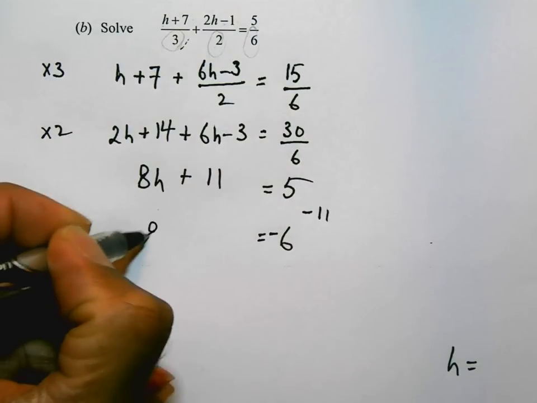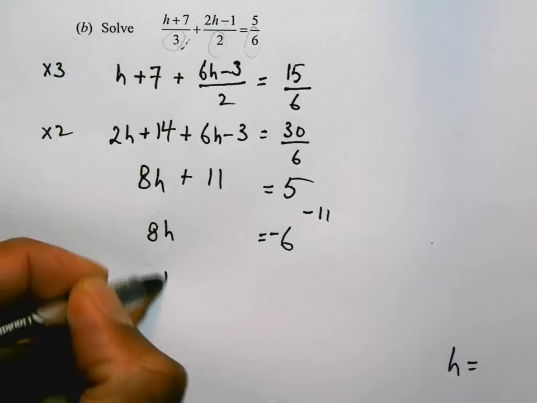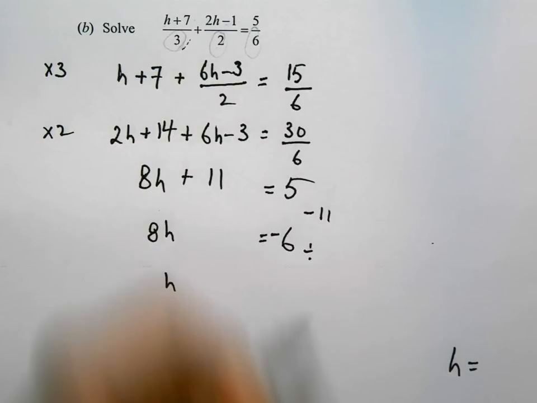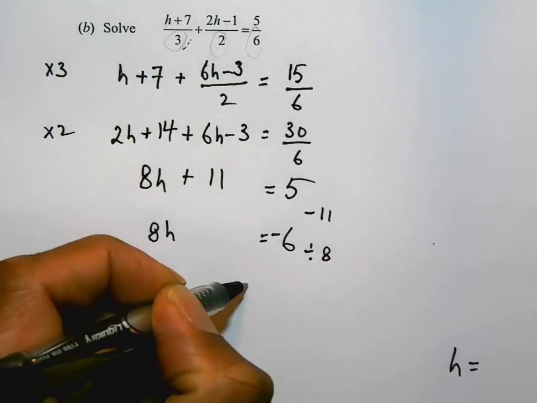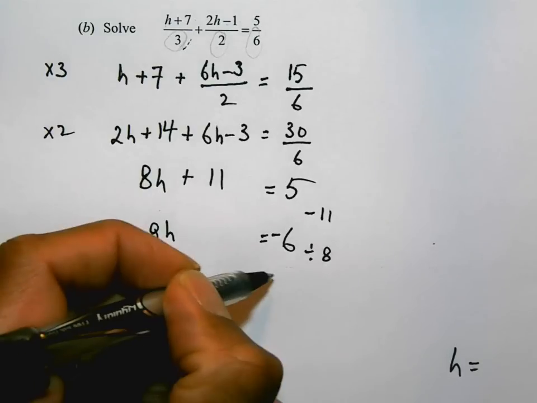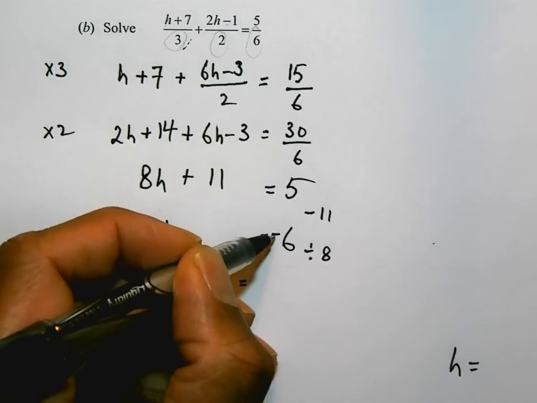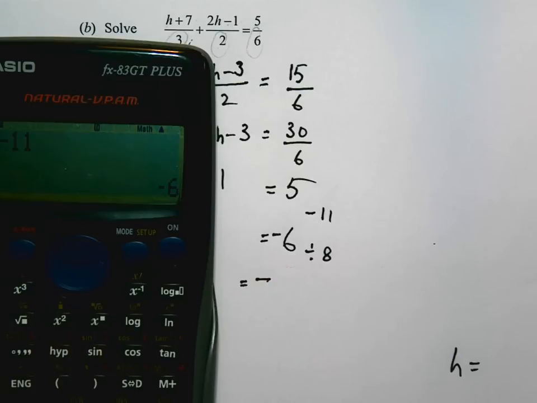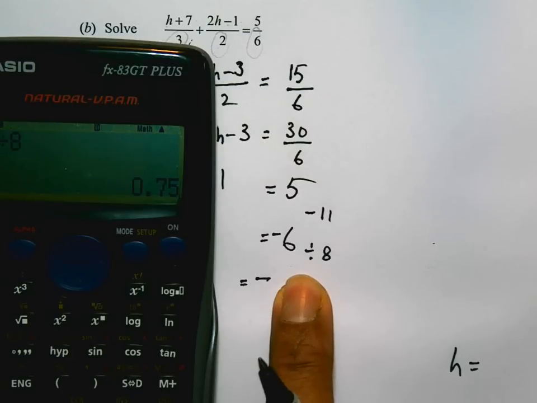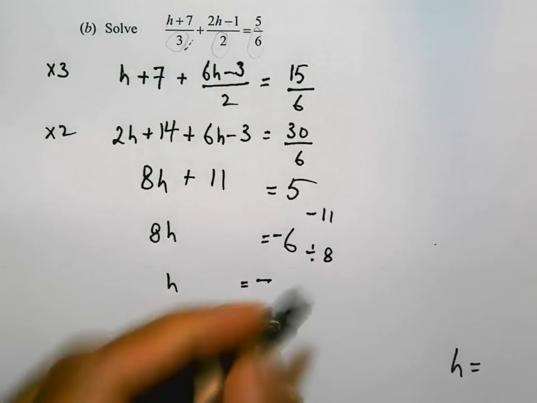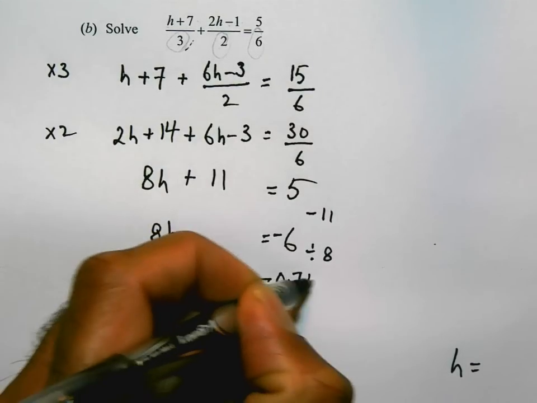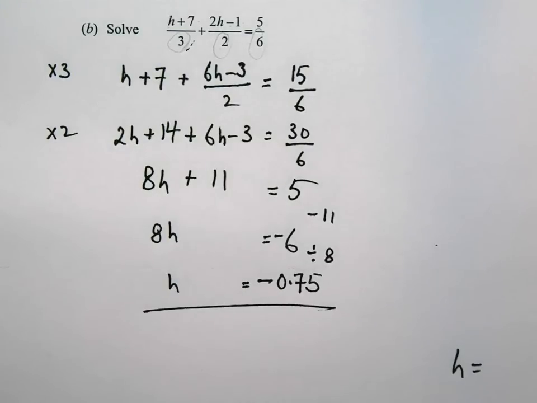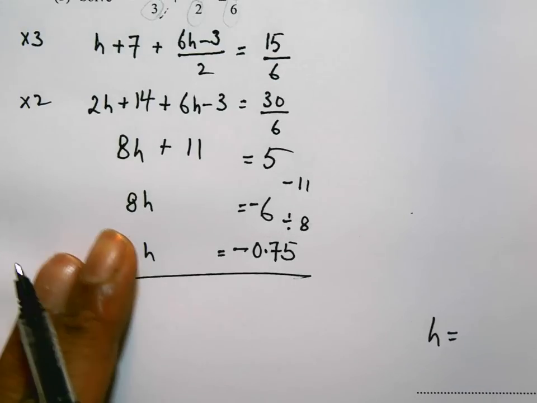To work out what h is, I need to divide by 8. And so I'll be doing minus 6 divided by 8. Because it's just one minus, that's a plus. My answer is going to be negative. 6 divided by 8 is 0.75. So my answer is going to be minus 0.75. And that's what I'll write in that space. Minus 0.75. And that is my final result as well. So if I move this along, my final result is h is minus 0.75.